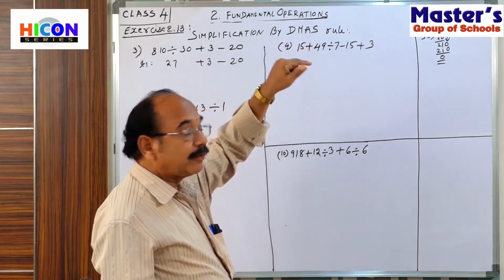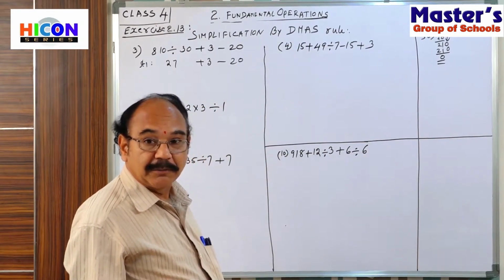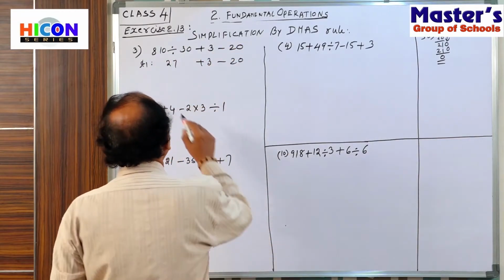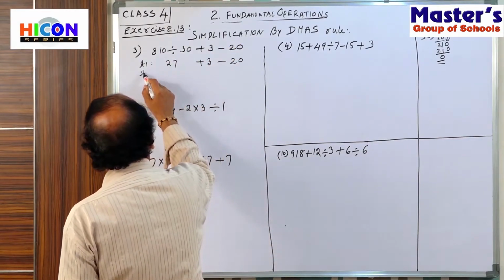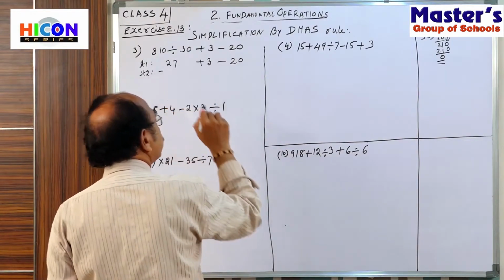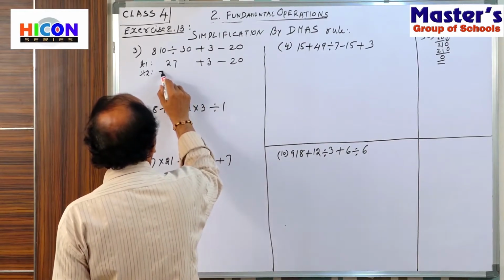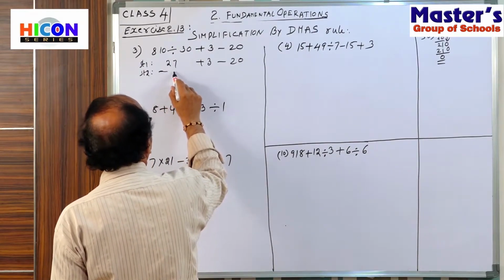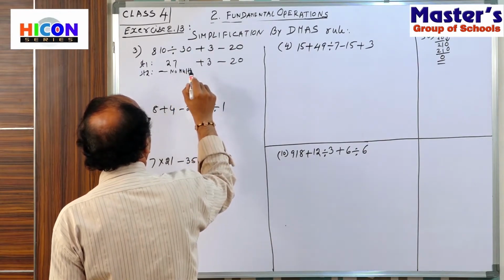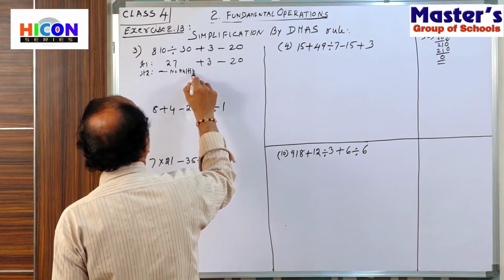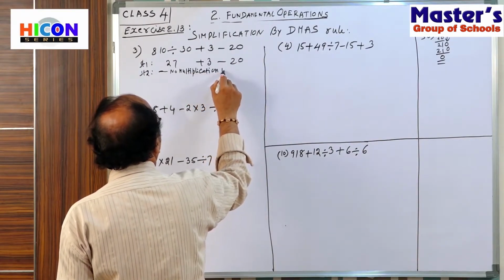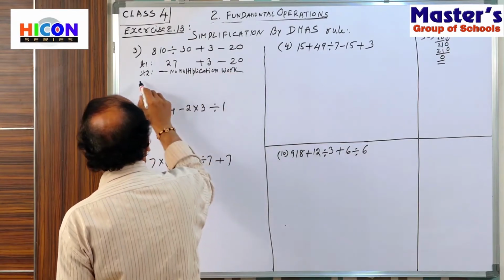Next, M for multiplication. But here there is no multiplication in the given problem. So step 2: no multiplication.